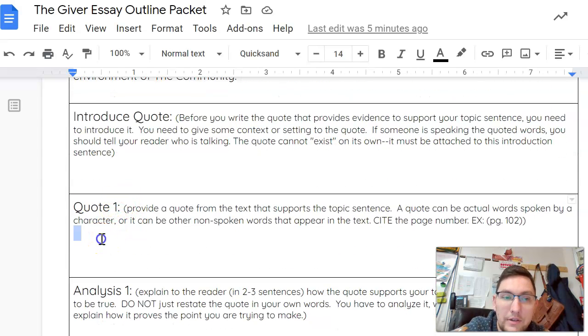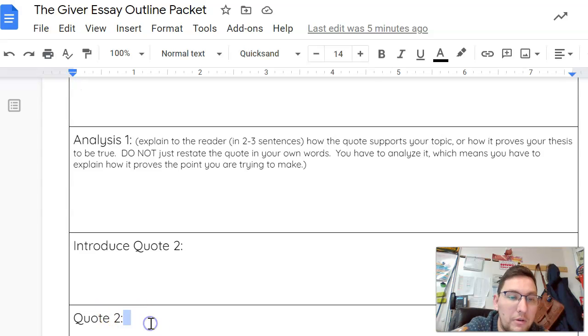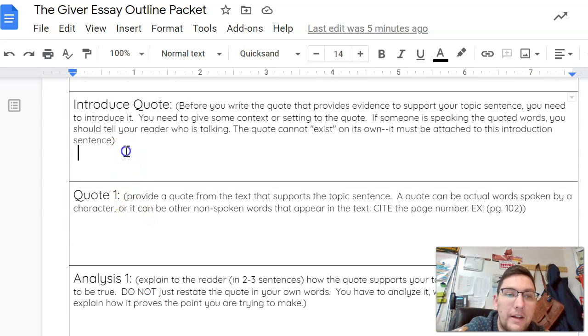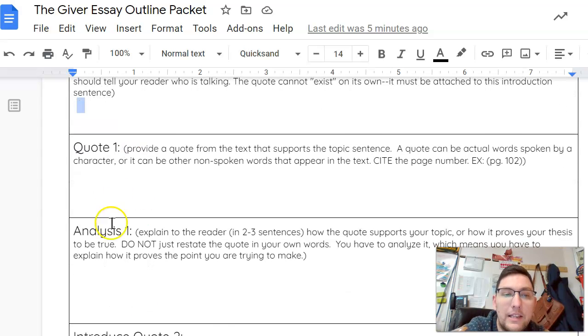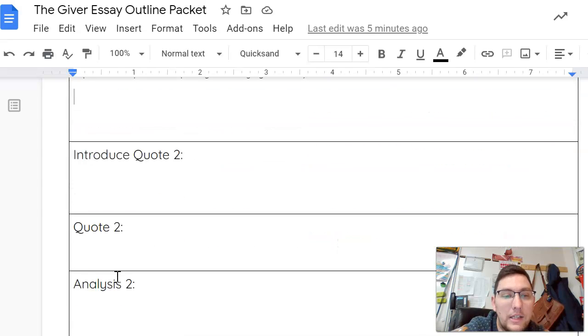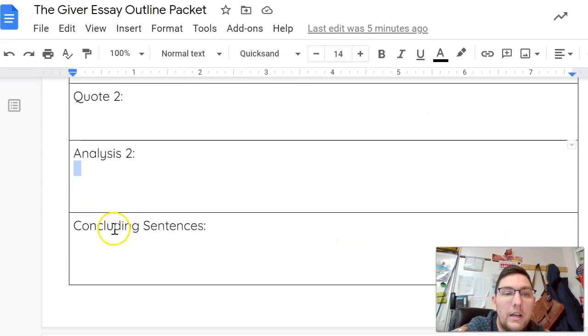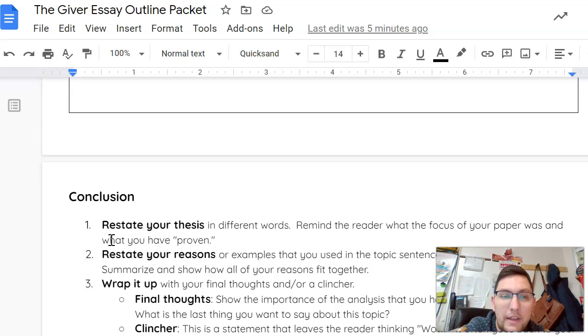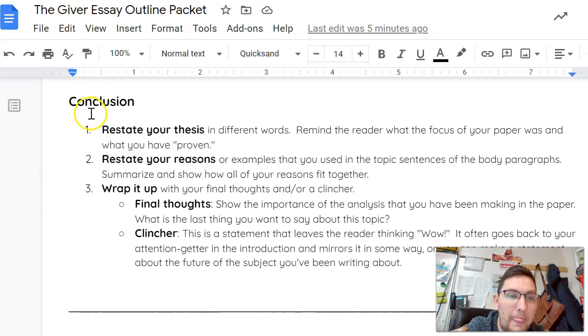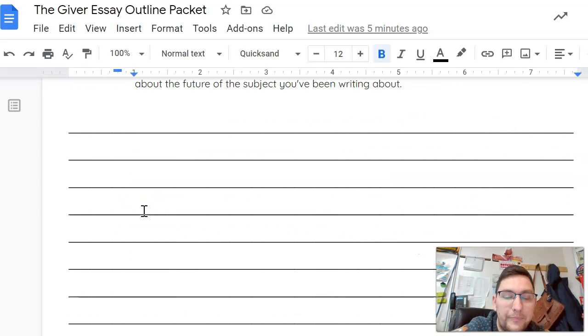And then you'll, again, do the same thing. You'll get your 2 quotes. You'll throw them in here. You'll introduce them by providing some context, what's happening in the scene, and then analysis. This quote shows that Jonas's choice helped him grow because, and explain yourself. Same thing here. Then you wrap up the paragraph. And then finally, your conclusion. You restate your thesis, your reasons, and then you wrap it up.